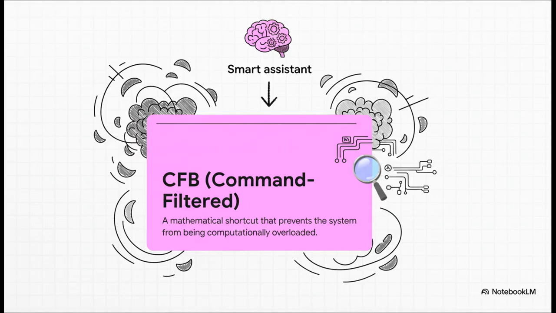The second piece of the puzzle is the CFB, or Command Filtered Backstepping. This is the smart assistant in the duo.